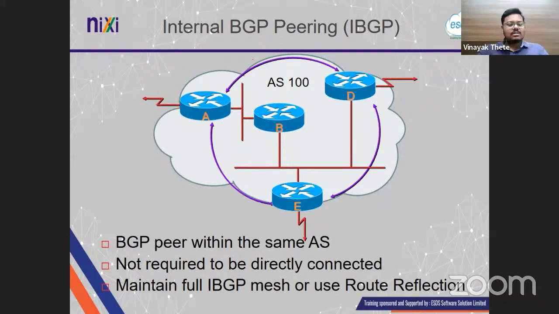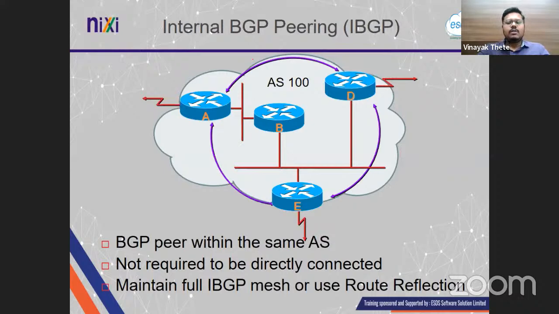Since the peers are in the same AS, to avoid loops in IBGP, two types of methods are used. One is the full mesh topology, and the second is using route reflectors in IBGP. So we can use full mesh topology for IBGP to avoid the loop. Every router will be connected to every router in full mesh topology.